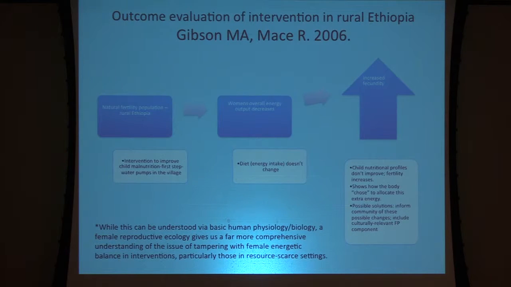So this shows female energetics and human reproductive ecology in action, and shows how the body basically decided, I'm anthropomorphizing for just illustrative purposes, to allocate that extra energy. Now, the implications of this are that had the intervention designers known about female energetics or human reproductive ecology, they could potentially have informed the community of what changes might occur, or potentially have included a culturally relevant family planning component of this intervention.